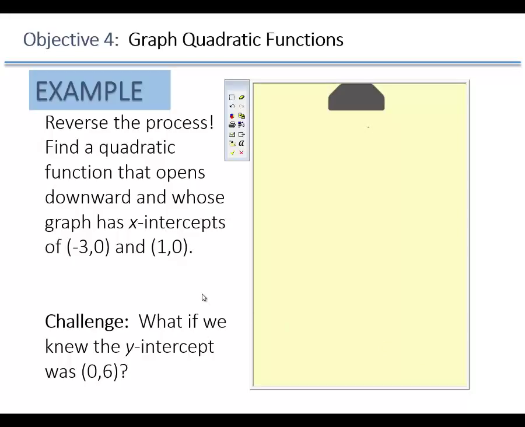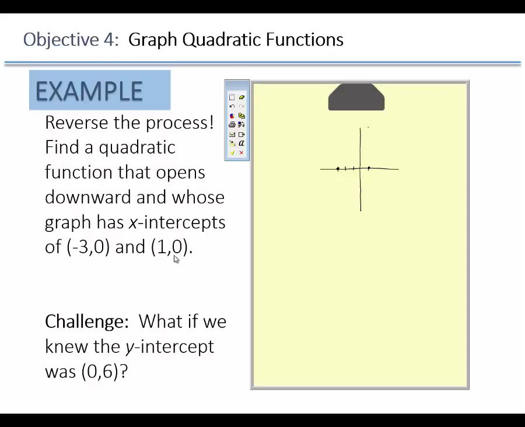Hi everybody. Let's work through one of the problems that I skipped in the notes today. We want to find a quadratic function, that is to say an equation, for a graph that opens downward and whose intercepts are (-3, 0) and (1, 0). So that's going to look something like this. We'll have an intercept at (-3, 0) and another intercept at (1, 0).